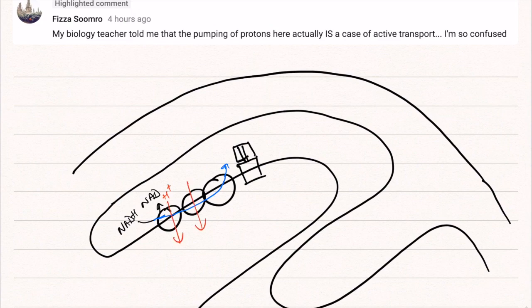are moved against a concentration gradient, and this is important. The protons are moved against a concentration gradient into the intermembrane space. Okay, so valid question. So if the protons are being pumped or moved against a concentration gradient, we're using the energy of the electrons to do that.